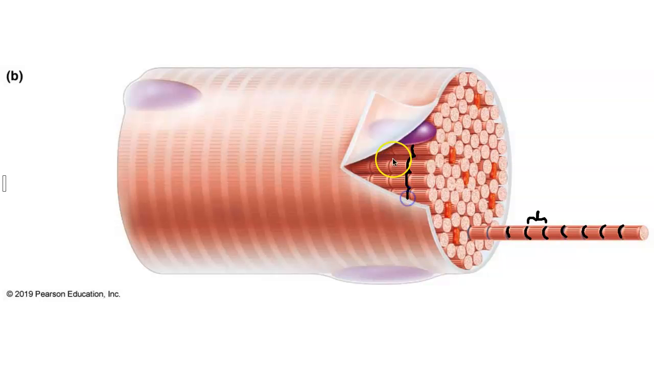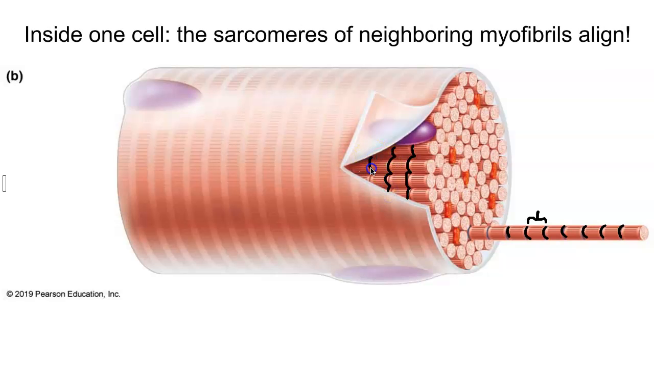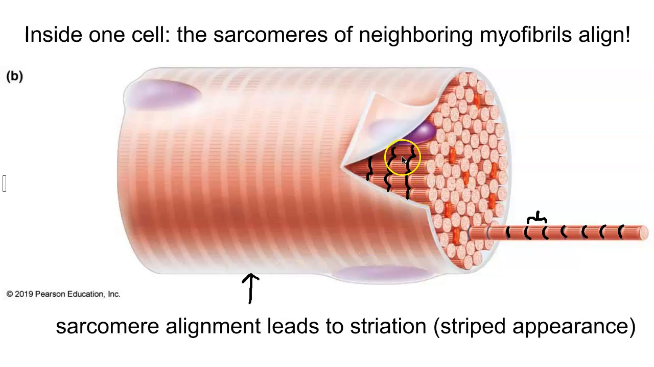And on top of that, when I look at the whole cell, what I'm noticing is that within this cell, all of the sarcomeres of all of the myofibrils are aligning. And because of that, that's what's going to create this bold banding pattern that you can see on the outside of the cell that's known as striation. So it's because the sarcomeres of all of the myofibrils align that create the striation.